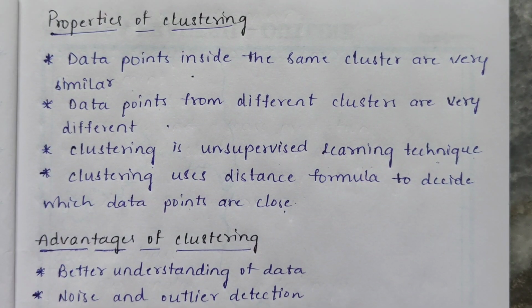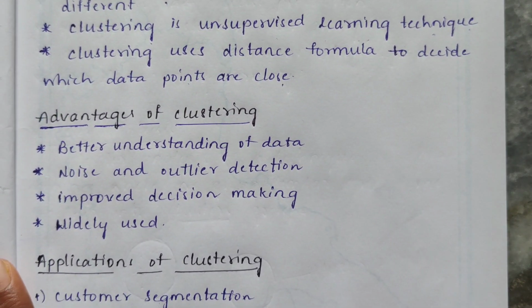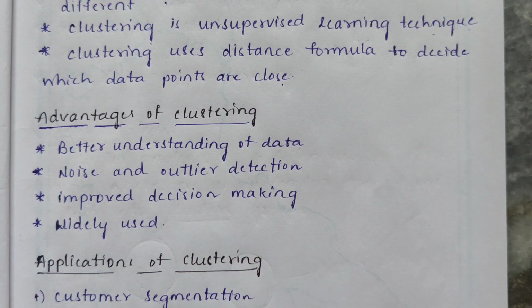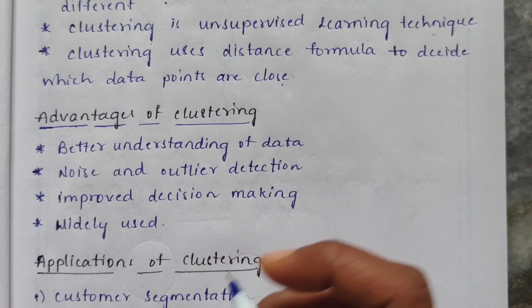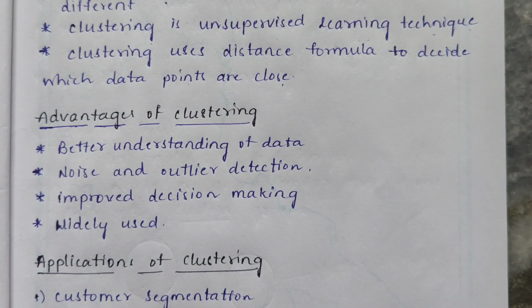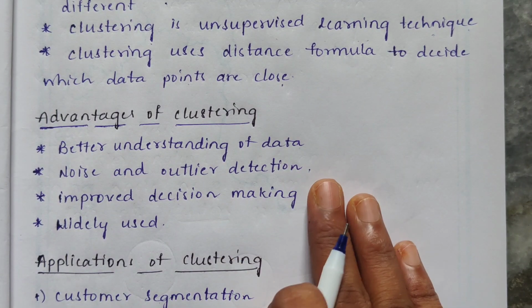Understand. And moving on to the next one, advantages of clustering. Generally, clustering is used for better understanding of data. By clustering, we may easily remove outliers, and that is the second advantage of clustering. And by using clustering, we will be making decisions in a very improved manner, and clustering is very widely used. These are the 4 advantages of clustering.